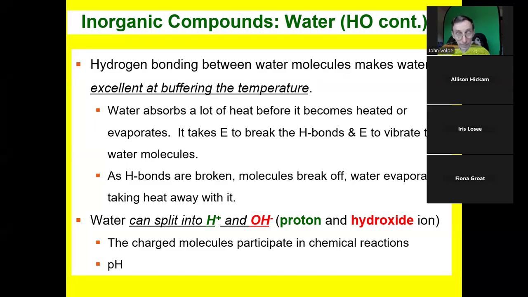So remember, on the planet Earth, water, H2O, only splits into hydrogen +1 and OH -1. And that gives rise to the pH. And we'll talk a little bit about that in the next few slides. Any question about any of that?